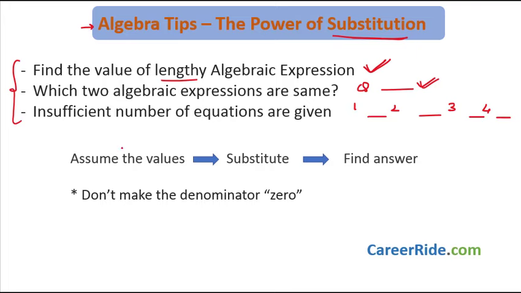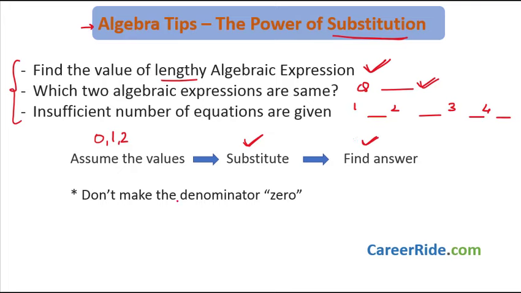Okay. So what you do in this method is you assume the values of the variables. And you can assume smaller values because that makes the calculations easier. For example, if there is an algebraic expression which uses variables x, y, z or whatever, you may assume the values to be something like 0, 1, 2 or easier values which make the algebraic expression work and you can find the answer. Then you substitute these values of the variables in the actual expression and you find the answer.